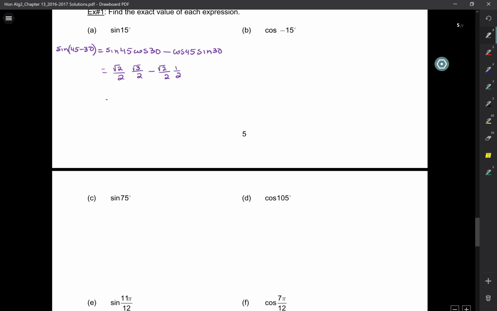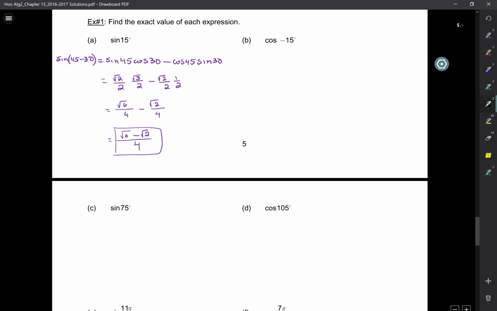Okay? So now, this is root 6 on top, 4 on the bottom, minus root 2 on top, 4 on the bottom. And now we combine the numerators into root 6 minus root 2 over 4. Okay? And that's all you can do with this. You cannot simplify this any further. And that's the most simplified form. That's how your answer will look. Okay?